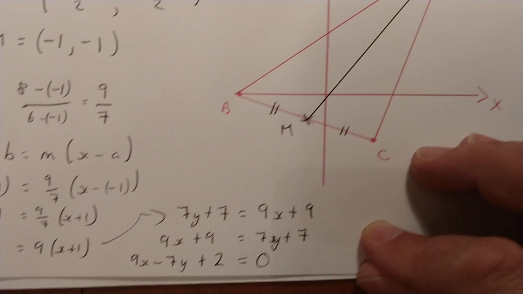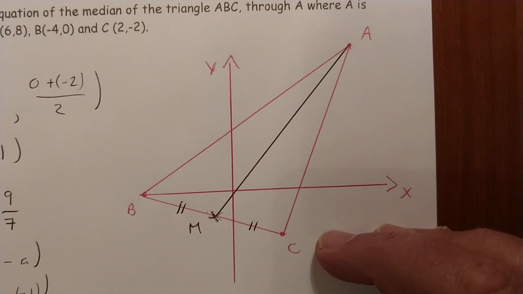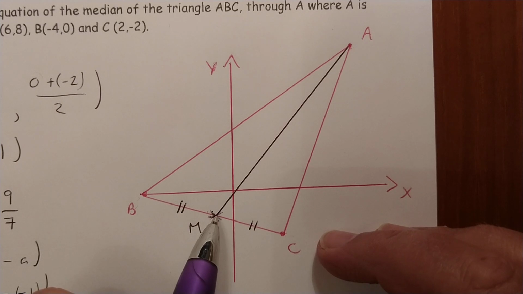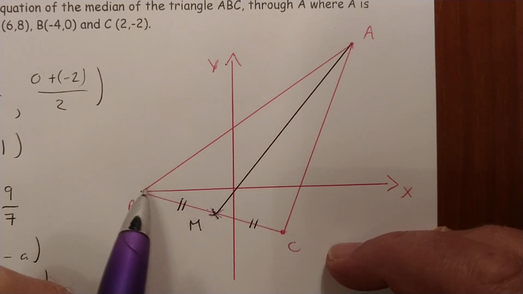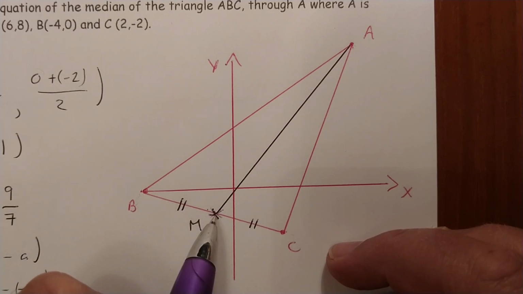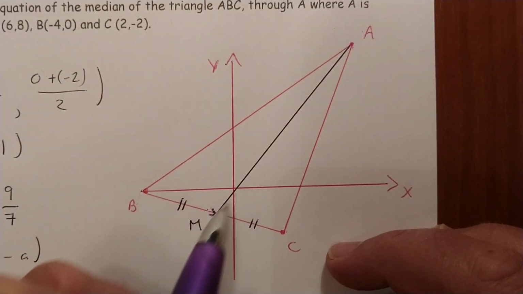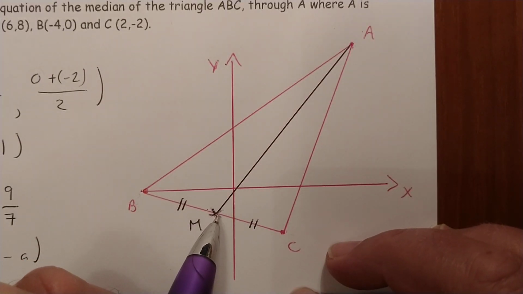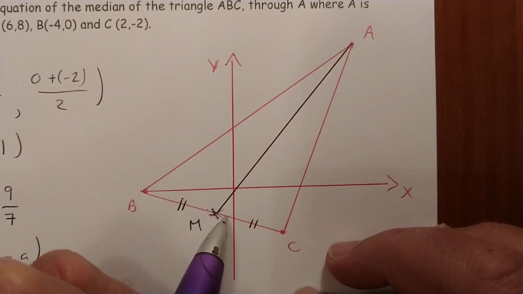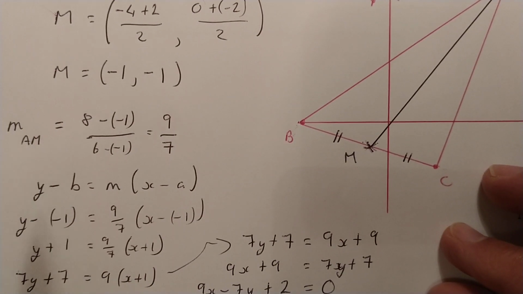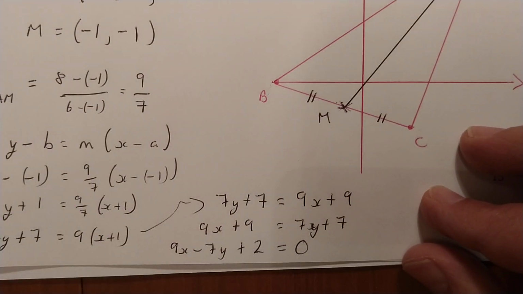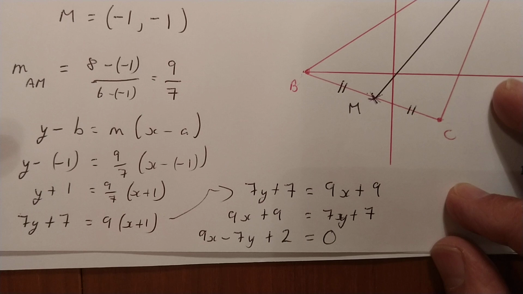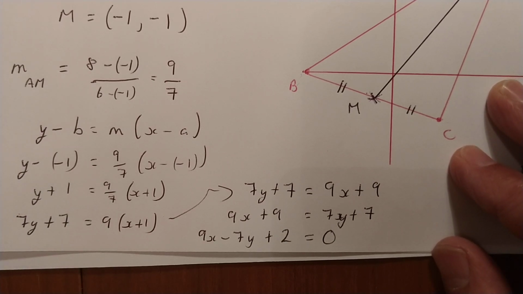So to recap, we know we need the gradient and a point on the line. This is a midpoint, so we know that's the average of the x coordinates between B and C. The average of the y coordinates gives me the coordinates of the midpoint. Work out the gradient, changing y over changing x. Plug either point plus the gradient into y minus b equals m(x minus a). Break the brackets, tidy it up. There we go. That's how to get the equation of a median.